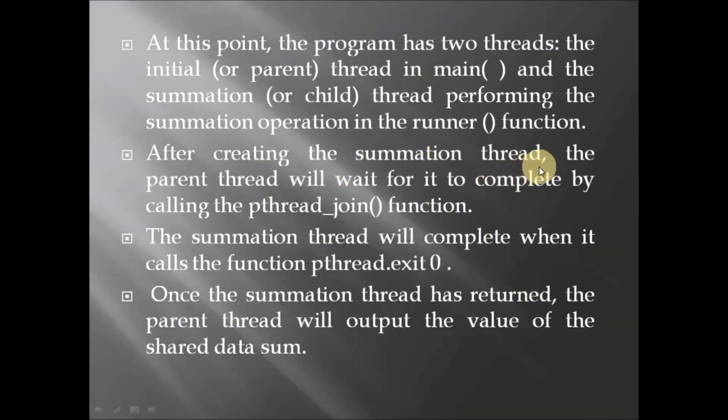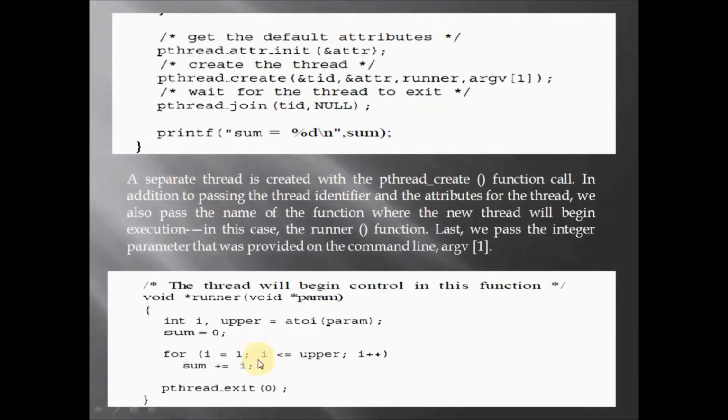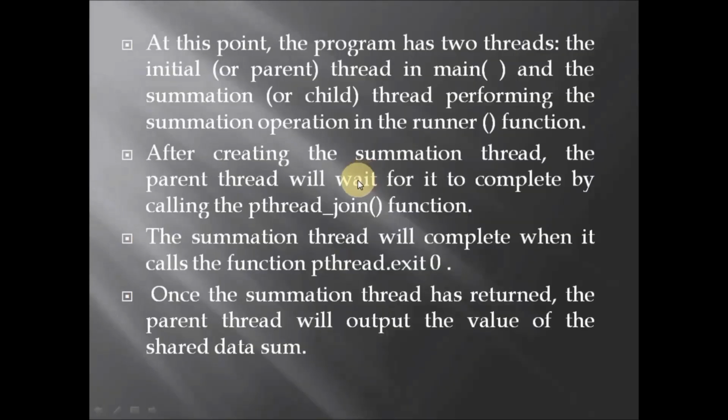After creating the summation thread, the parent thread will wait for it to complete. Obviously I told you, right? So this parent thread has to wait until the child performs the operation. How will it do that? The pthread_join function we will use here. Parent has to wait until the child finishes.